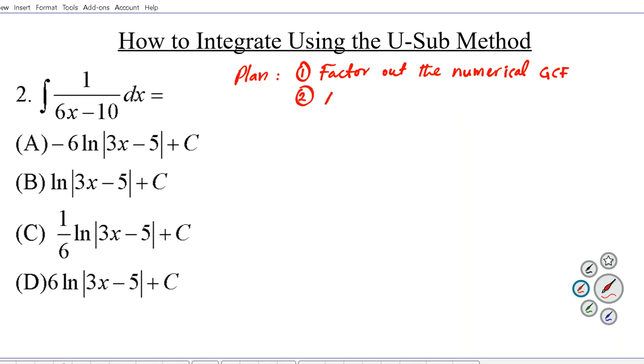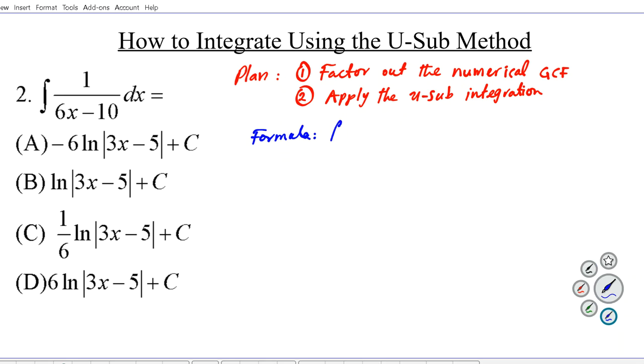And then we're going to apply the U substitution integration method in integrating the integrand. All right, so let's refresh our memory on what the U substitution formula is.